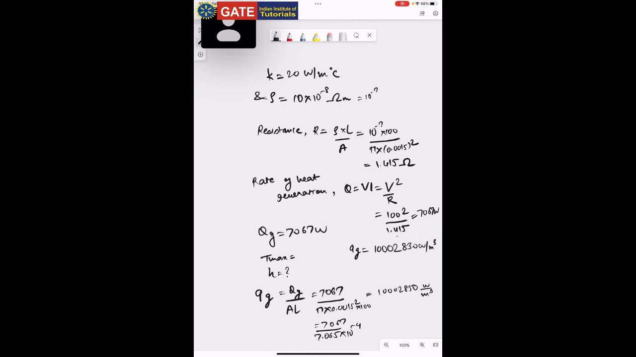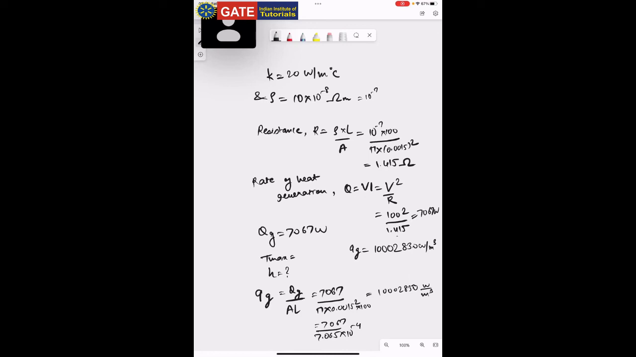If we see in the resistance, 10 power minus 7 into 100 by pi r square. Right. Okay. If we put this into the Q formula, we get R resistance will be 10 power minus 5 by pi r square. If you put that into this formula, V square by R, so our pi r square will go up. And in the bottom, you will be left over with 10 power minus 5. Okay, sir. You are understanding or not understanding?